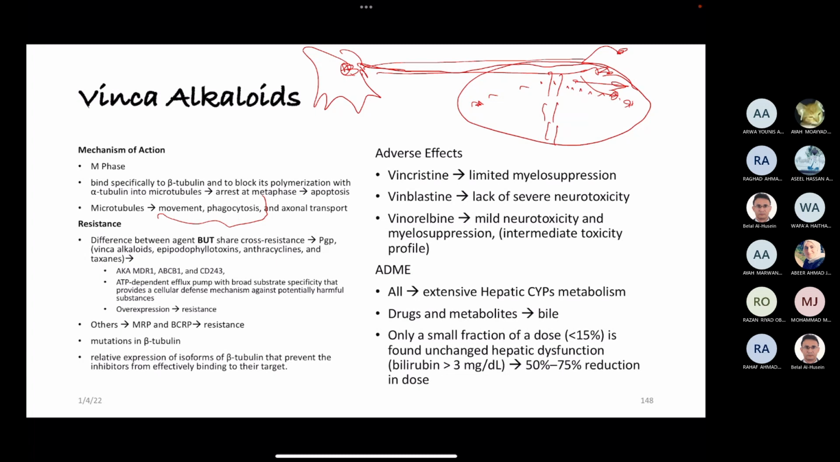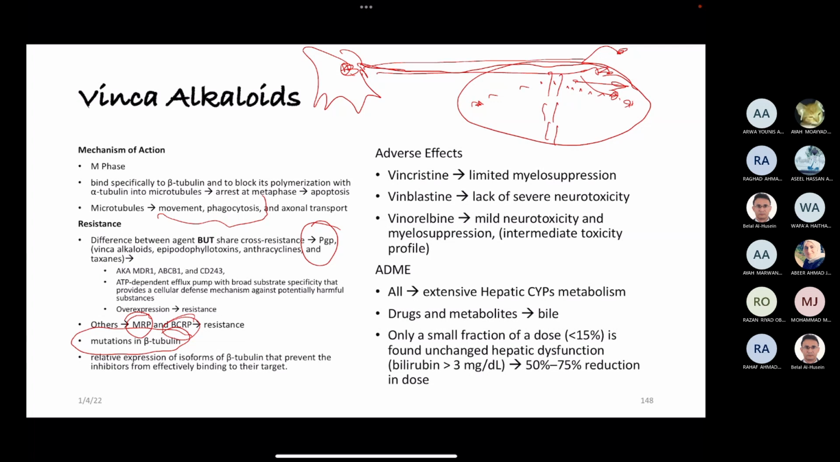But neurotoxicity or side effects are variable between the vinca alkaloids. But they share commonly the mechanisms of resistance. So one mechanism of resistance is active efflux through P-glycoproteins, or active efflux through multi-drug resistance proteins or breast cancer resistance protein, and mutations in the binding site of tubulin, or production of subtypes of tubulin or beta tubulin, which is the target of binding of vinca alkaloids, which has this affinity to the vinca alkaloids.